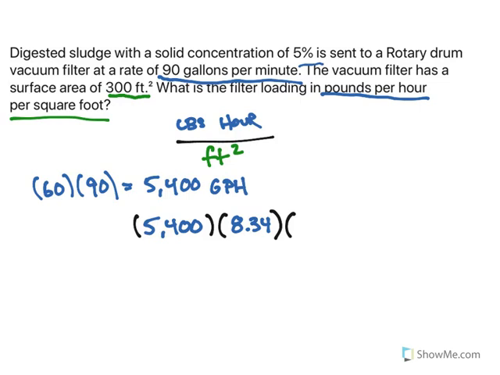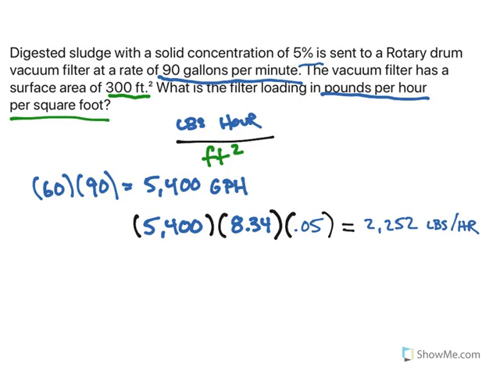So 5,400 gallons times 8.34 pounds per gallon times 5% is going to give us how many pounds of solids are loaded on this filter in an hour. So let's go ahead and multiply that out. 5,400 times 8.34 times 5% gives us 2,252 pounds per hour.